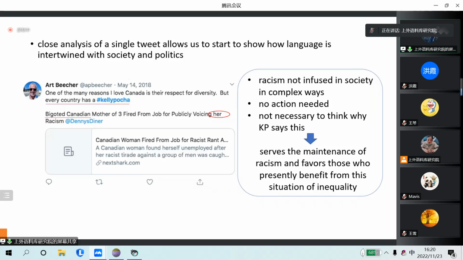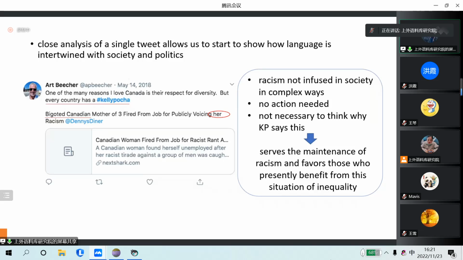And there you go. So actually what this tweet is doing, it's not helpful if you talk about racism in that way, because now we're just saying it's just her. She's just a racist type, and we don't have to actually do anything or look at ourselves or look at our society. It serves the maintenance of racism and favors those who presently benefit from this situation of inequality. There was a whole Twitter storm about this, and about this racist trend. And it was mostly focused on this woman and how she was bad and she was a folk devil, basically.